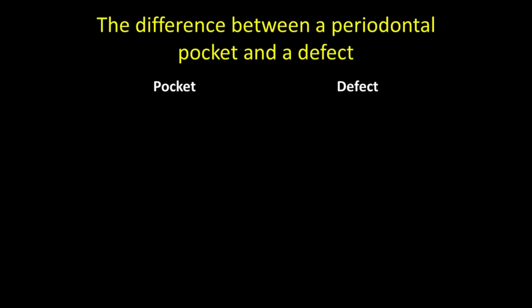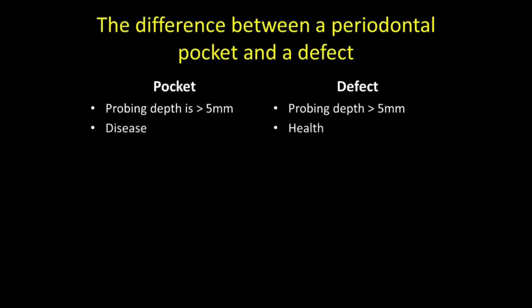So this is a video that you can look at, but let me go into some detail on that. On the left, we see a pocket. On the right, we see a defect. Now, what is a periodontal pocket? First of all, this is where the probing depth is in excess of 5 millimeters. Periodontal defect also means the probing depth is greater than 5 millimeters. A periodontal pocket is diseased. However, a periodontal defect generally is relatively healthy, because this is what results after periodontal treatment, where we were not able to eliminate the pocket completely.